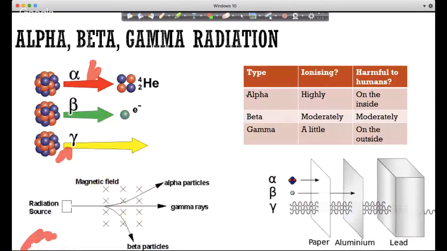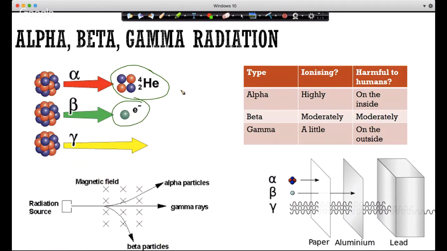Now, radiation comes in three forms: alpha, beta, and gamma. So alpha, what is an alpha particle? It's 2 protons and 2 neutrons, or a helium nucleus. What is beta radiation? It's a high energy electron from the nucleus. What is gamma radiation? Well, it's just a wave of electromagnetic energy, a really high frequency wave of electromagnetic radiation.